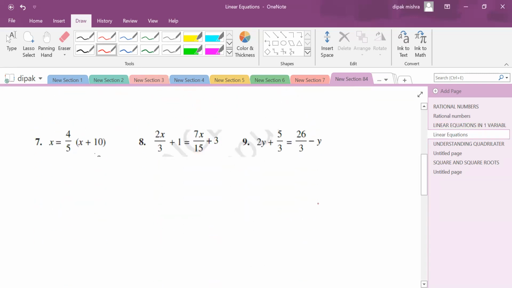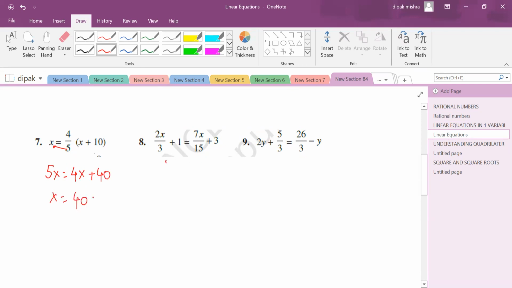Very simple ones. Okay. Now the second kind of question is, what you have to do is flip both the sides, and you cross multiply this. So let 5 be multiplied by x, so it becomes 5x. That is equal to 4 into x plus 10, which can be written as 4x plus 40. So x will be equal to 40.